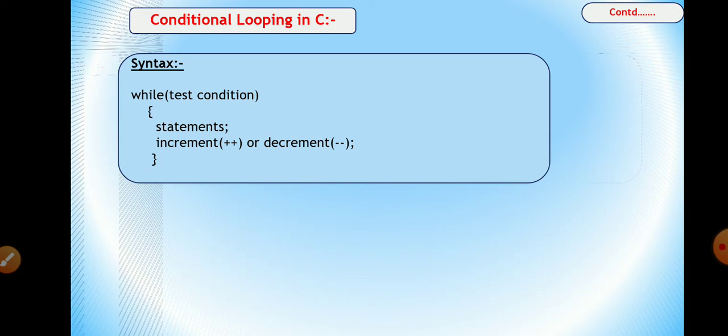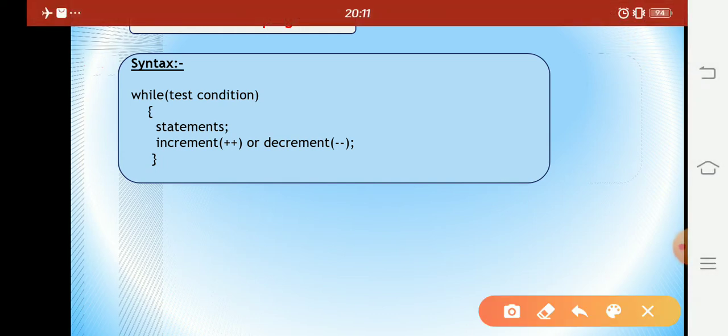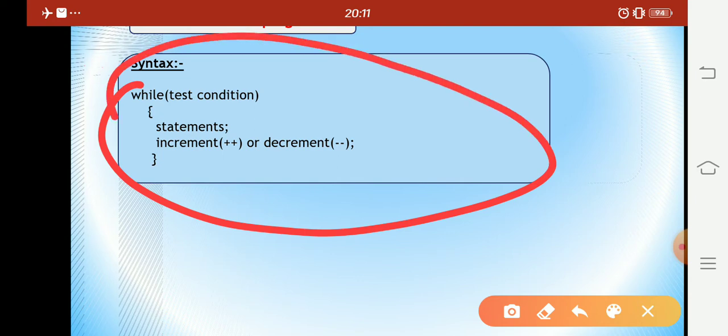The basic syntax of while loop is: while, then test condition, open curly braces, statements, then increment or decrement, then close curly braces. So basically this is the syntax of a while loop.